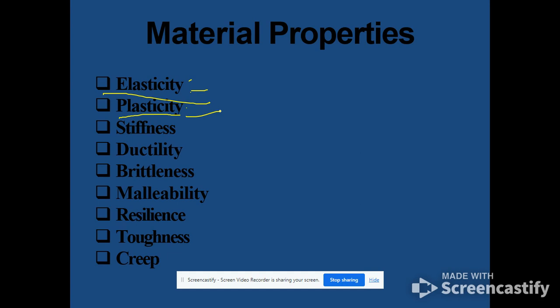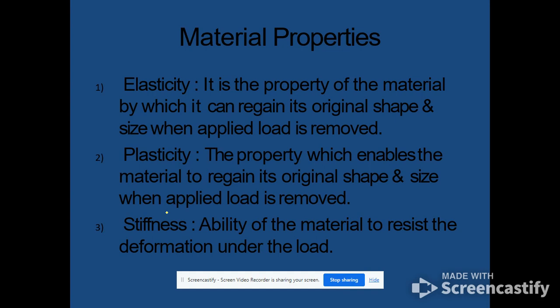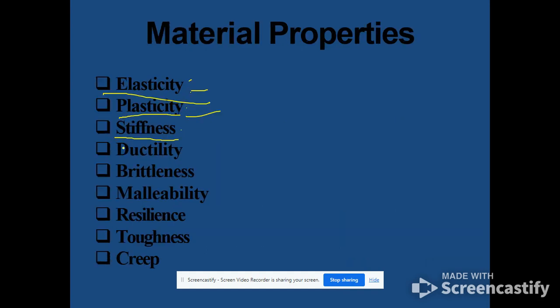Plastic materials have plasticity nature. For example, this is an elastic material, this is a spring. This is a plastic material, plasticity nature. Next, the third one is stiffness. Stiffness is the ability of a material to resist deformation under the load. It is called stiffness.